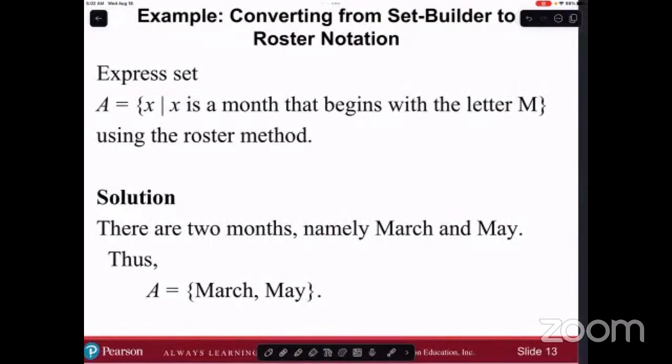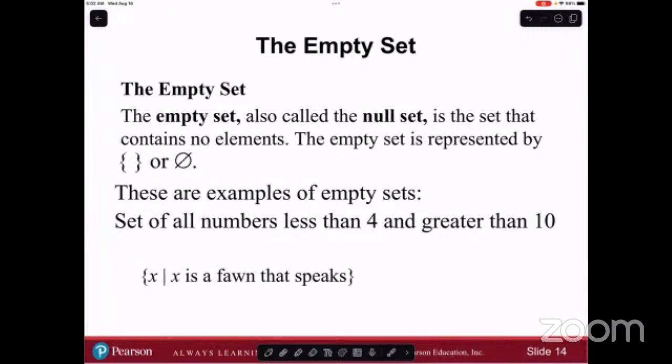So then, empty set, let's click here. The empty set, also called the null set, is a set that contains no elements. The empty set is represented by an open and closed curly bracket that's empty, or a 0 with a slash through it in this fashion. These all mean the empty set or the null set. It's basically a set with no elements inside. So these are examples of empty sets.